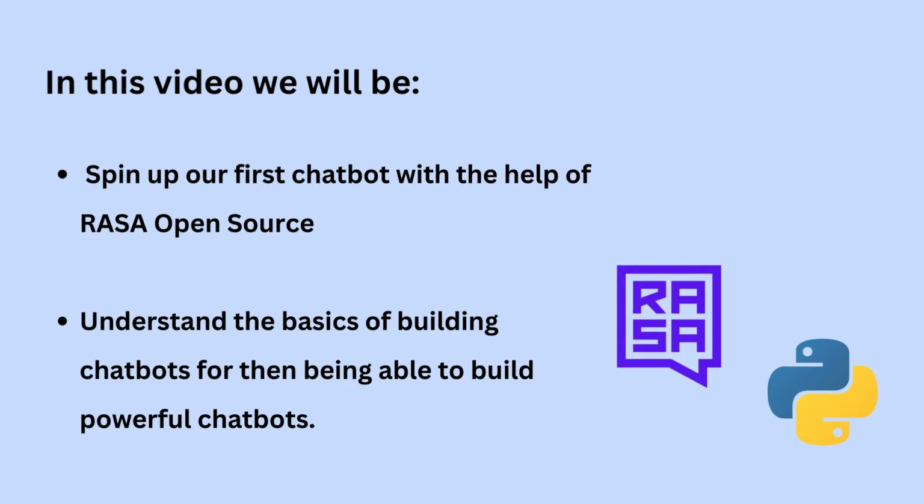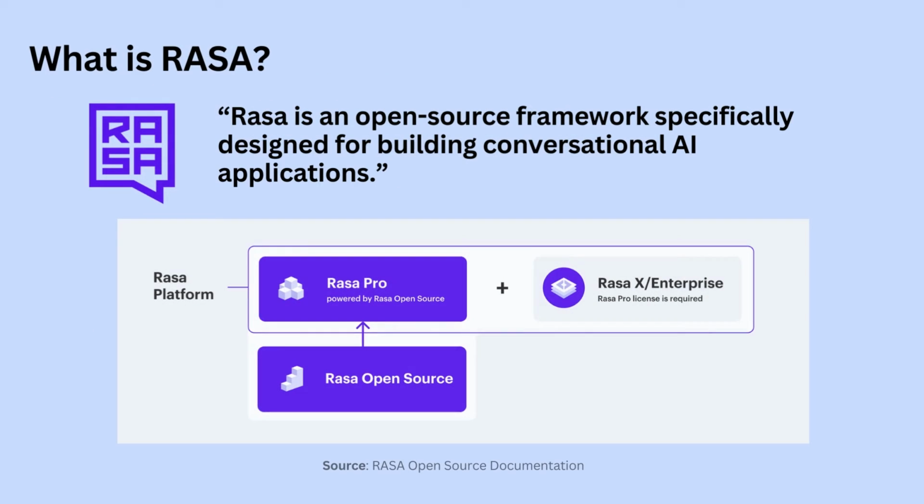But what is Rasa? Rasa is an open source framework specifically designed for building conversational AI applications. It provides a comprehensive set of tools, libraries, and development resources to create chatbots and virtual assistants. With Rasa, developers have the flexibility to design the conversational flow according to specific requirements that they might need. And there are two types of Rasa: Rasa open source and Rasa X or enterprise.